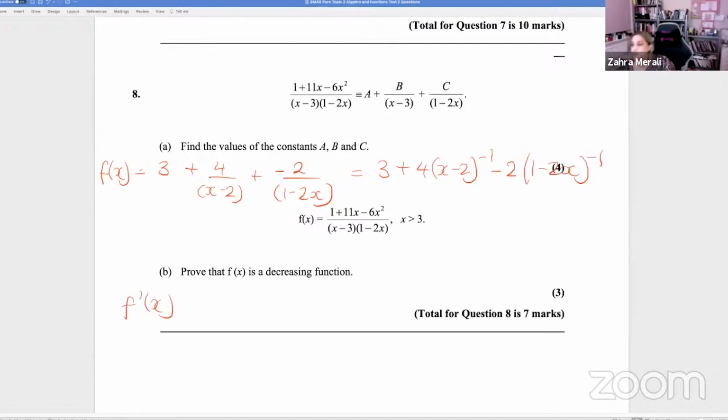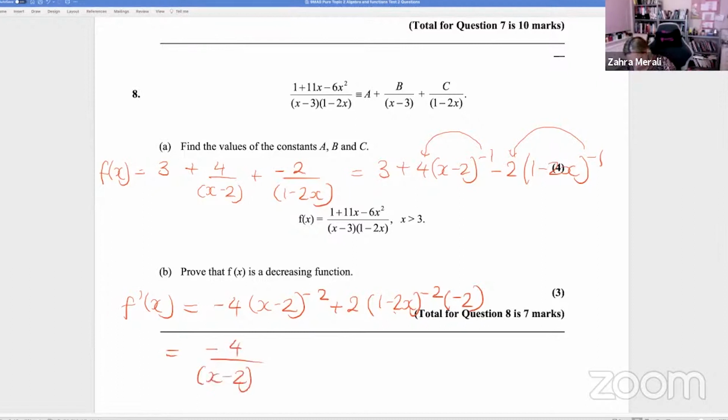To differentiate, the 3 disappears. The minus 1 comes down, so we get minus 4(x minus 2) to the minus 2. That minus 1 comes down, so we get plus 2(1 minus 2x) to the minus 2, but we've got to multiply by the differential of the bracket as well, so we multiply that whole thing also by minus 2. Let's rearrange that so we can see what we're doing. 2 times minus 2 gives us minus 4. And what we can see is it's this whole squared thing again. It comes up again and again.